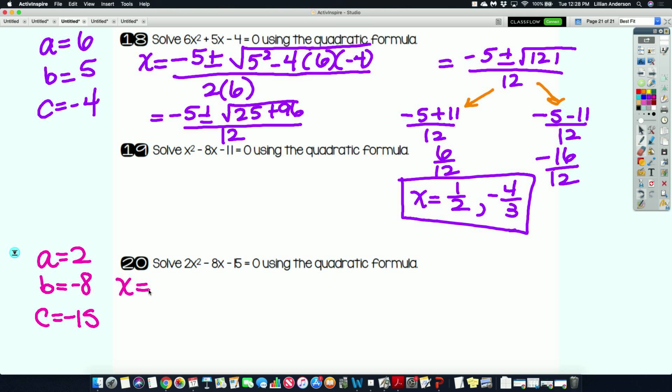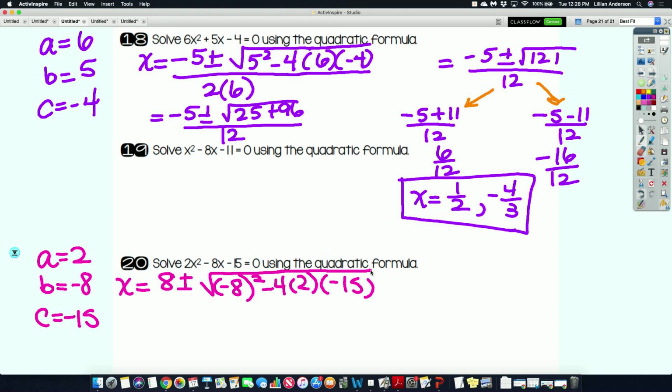Negative B. Well, B is already negative, so what does that mean? It's going to be a positive. So we got negative B. Then we got plus or minus square roots. What comes next? B squared minus 4AC.